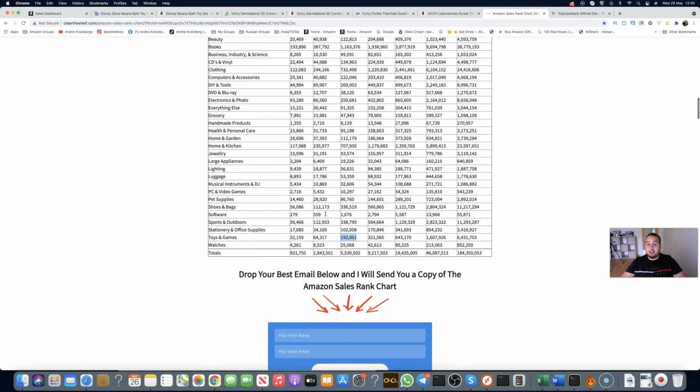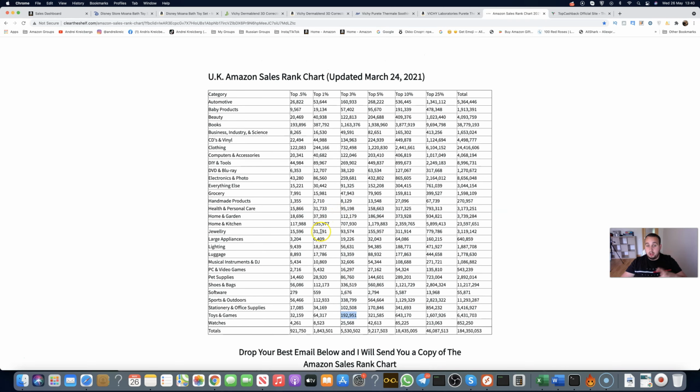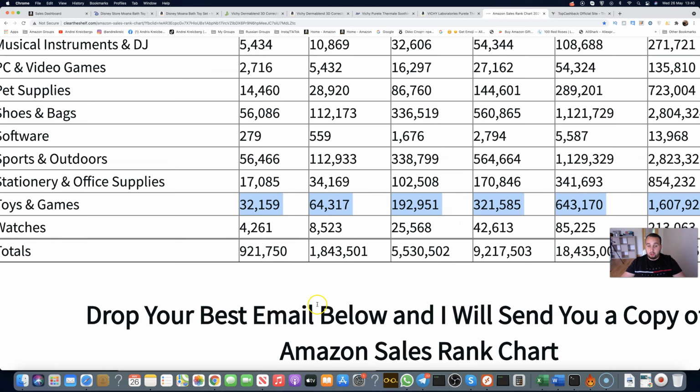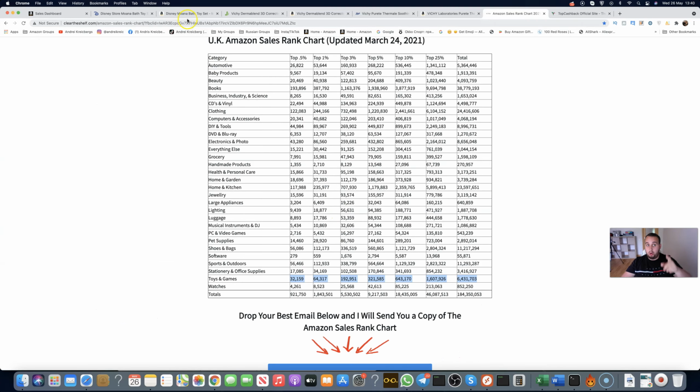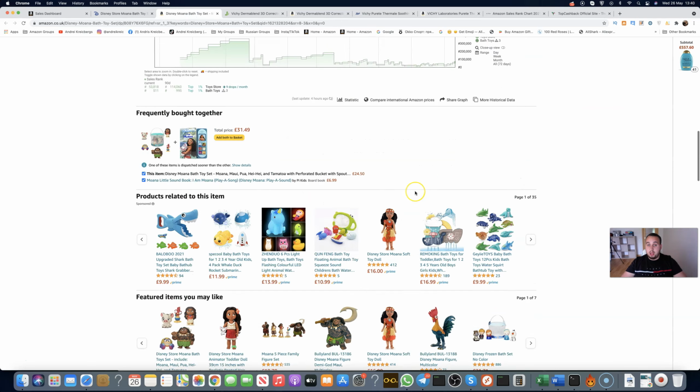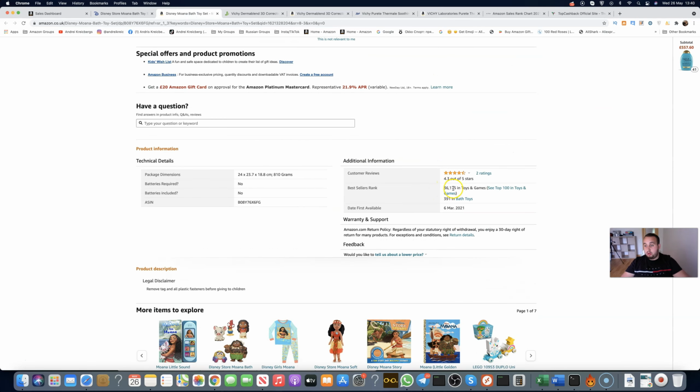Now, the hot selling products are all under 3%. For toys, better stay under 1%. So under 1%, it's 64,000. I'm going to highlight this. 64,000 is under 1%. So everything that is ranked under 64,000, we're going to consider as hot selling and good selling products. We're going to buy them. If I go back and check that toy that I was just showing you earlier, if I scroll down here, you can find the best sellers rank right here.